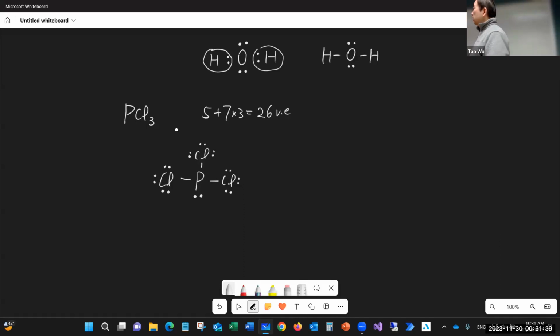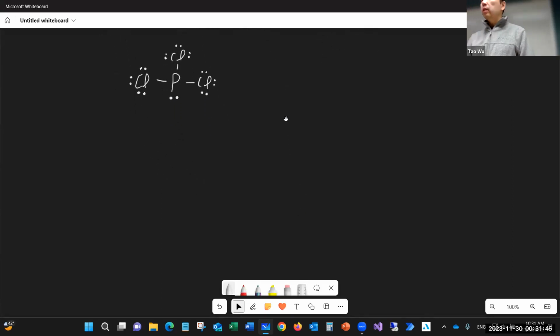But how about if we have a case where we find double bonds? For example, we have the CO2, carbon dioxide. For the carbon dioxide, you see carbon has 4 valence electrons, oxygen 6, times 2. So that's 16 valence electrons in total.